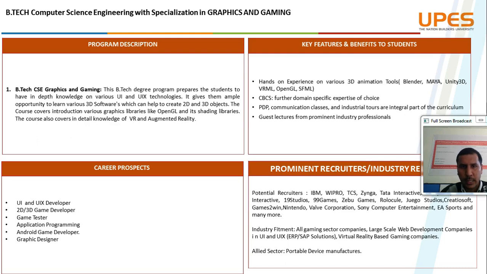Career prospects: UI, UX, 2D, 3D, game tester, application programming, and graphic designer. Here's a list of certain companies. Since the students of the graphics and gaming vertical are in third year only, none of the batches have graduated as of yet. But you can check the UPS graphics and gaming page, and you can see what sort of work students are doing.